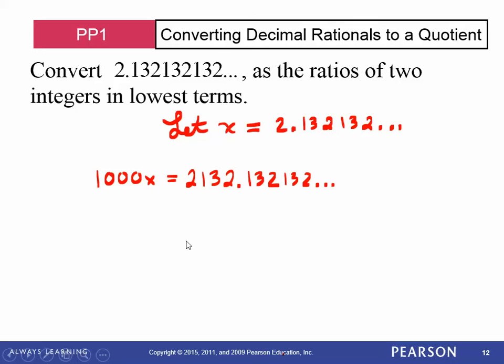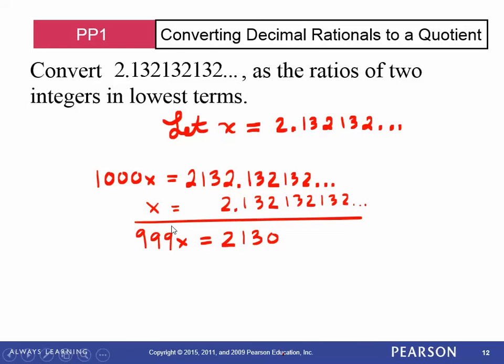Okay, so let's go back over here. We're going to subtract off the original x over here. And with that, we get 1,000x subtract x makes 999x. And then 2,132 subtract 2 gives you 2,130. Divide through by 999.